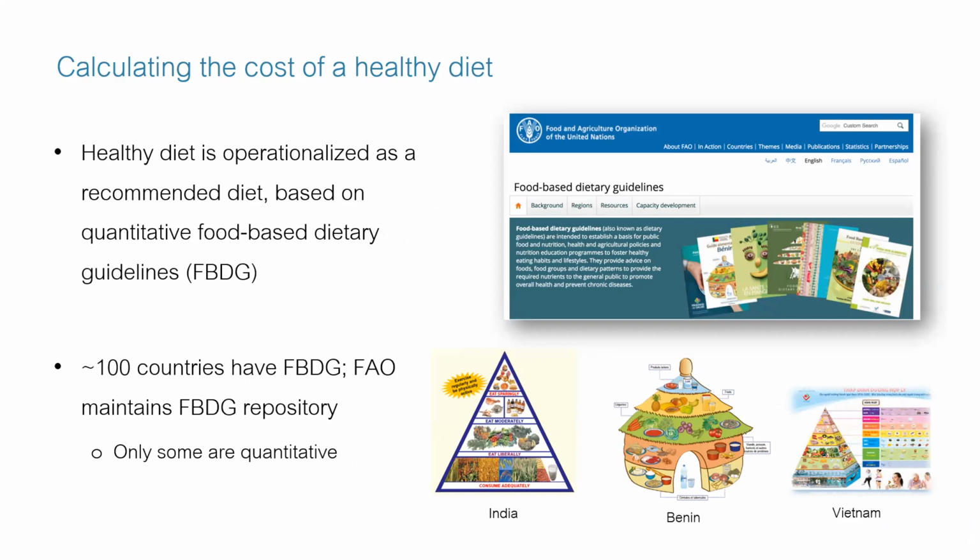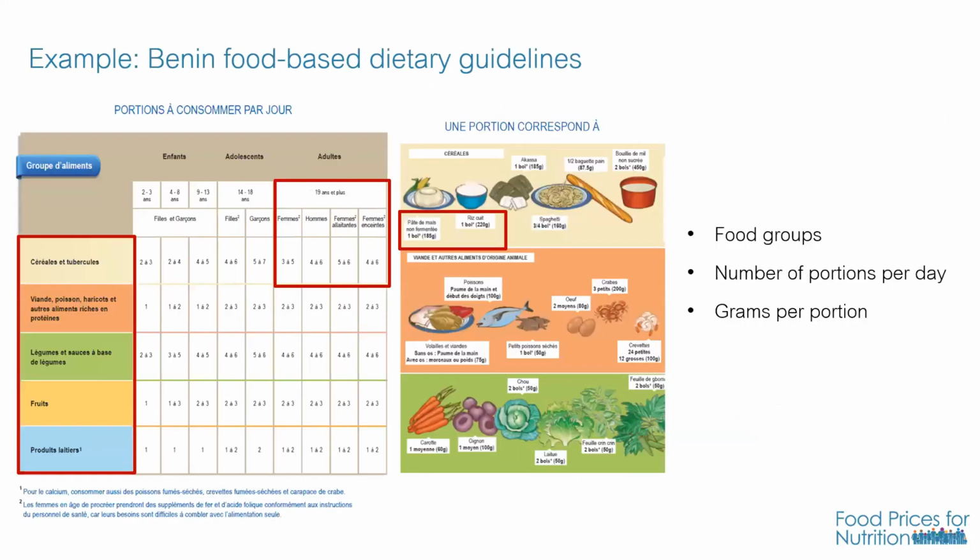Not all countries have them, but an example from the continent where there are quantitative food-based dietary guidelines is Benin. You can see here the things that a quantitative food-based dietary guideline provides that are necessary for the cost: the different food groups. So we have here cereals, meat, we have vegetables, fruits, etc. And then you can see that it also provides information on the number of portions that are recommended per day and the grams per portion. So that's the information that's needed from food-based dietary guidelines.